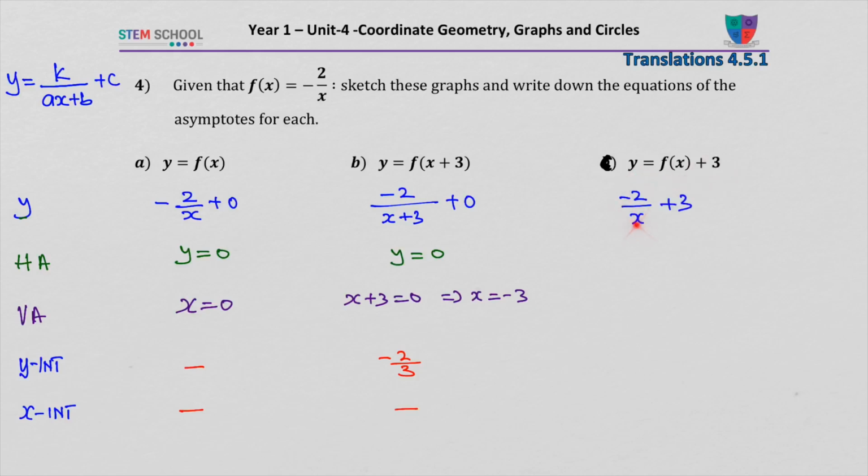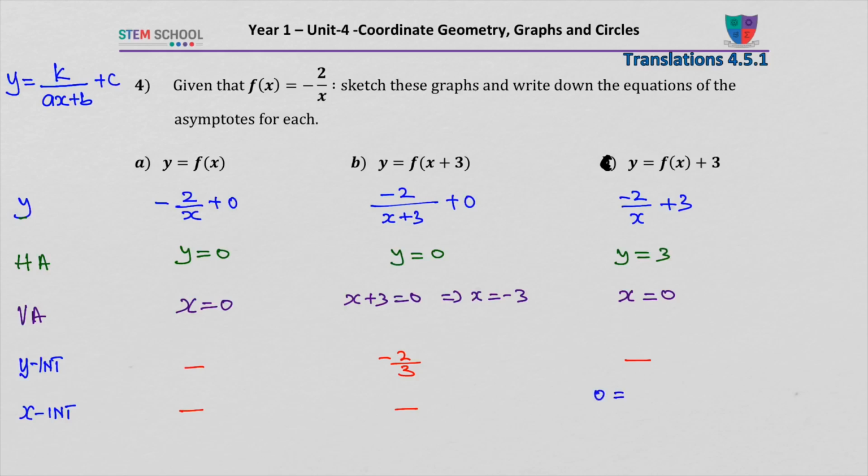For the c part, f of x plus 3. So you go minus 2 over x, and we're adding 3. So we're raising the graph by 3 vertically up. So y equals 3. That's the horizontal asymptote. For the vertical asymptote, again, we set the denominator to 0. So x equal to 0. For the y-intercept, we set x to 0. Again, there's no y-intercept. And for the x-intercept, we set y to 0.